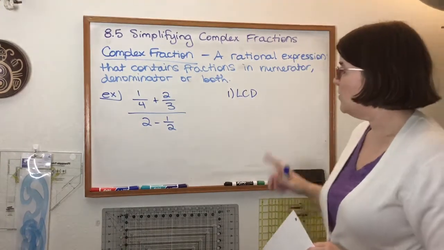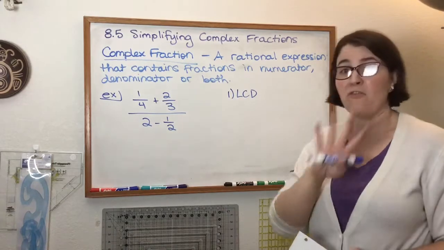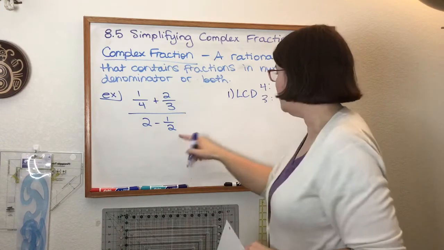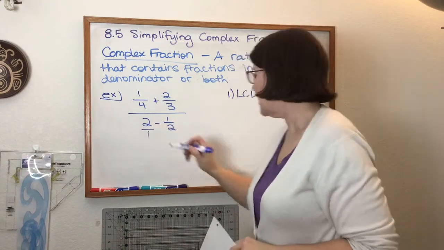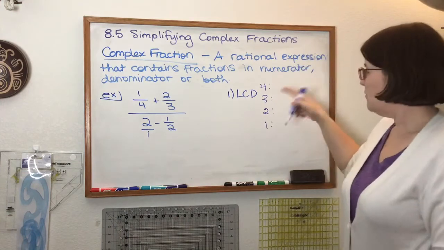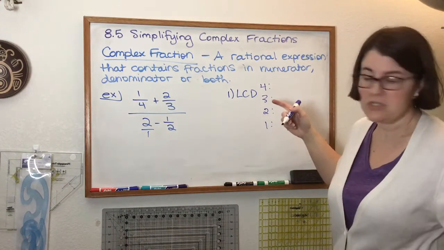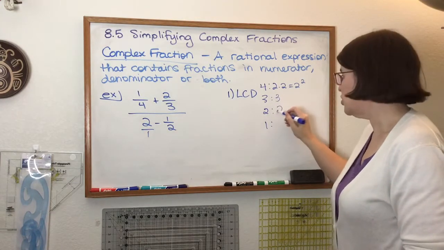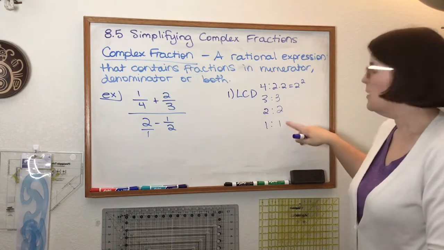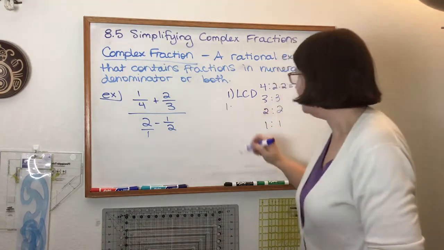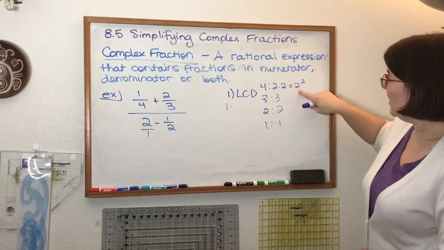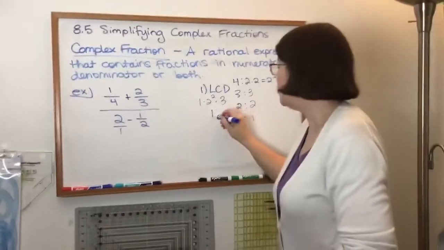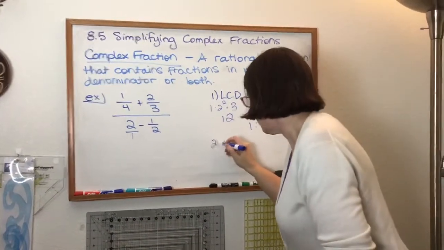The first thing you want to do is find the LCD. Now, here's the trick. We actually have 4 denominators. We have 4, we have 3, we have 2, and technically, this guy's over 1. So I'm going to list out my prime factorizations. 4 will be 2 times 2, which is 2 squared. 3 is just 3, 2 is just 2, and 1 is just 1. Now when I look at my list, I don't need to include 1, but I can. I'll get 1 times. These both have 2's, but I'm going to pick the bigger 2, so I get 2 squared. And then 3 is unique, so 3. That'll give me 12.